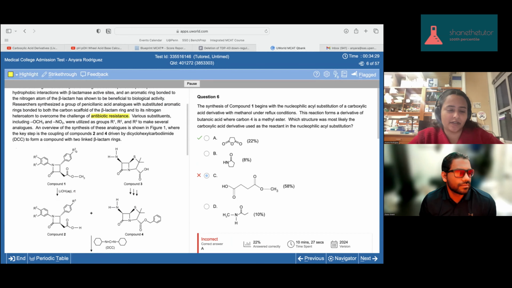Various substituents, including OCH3 and NO2.